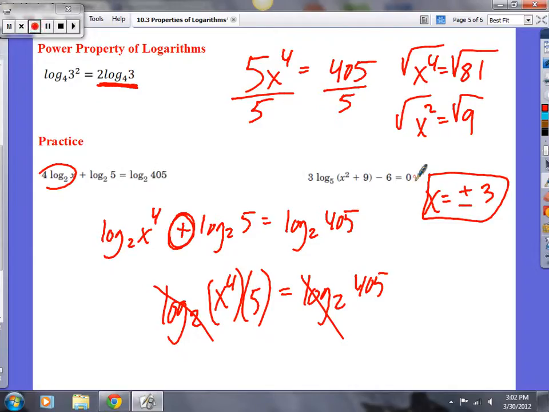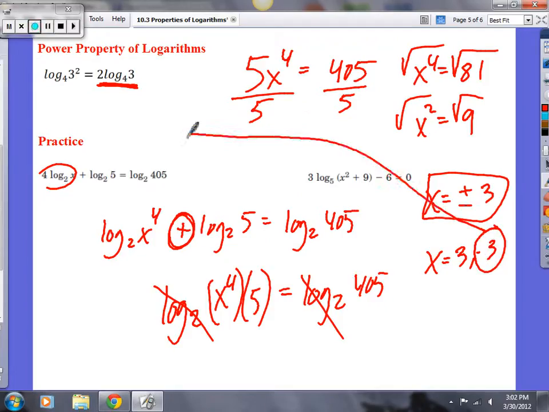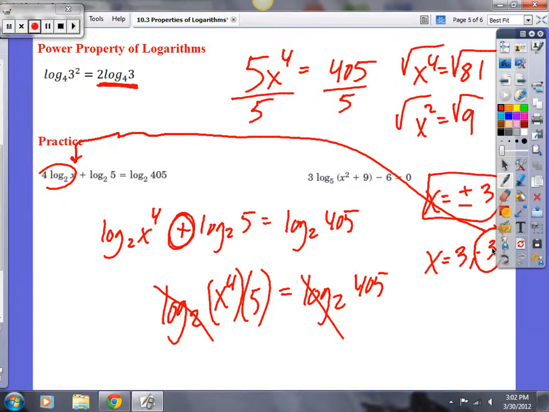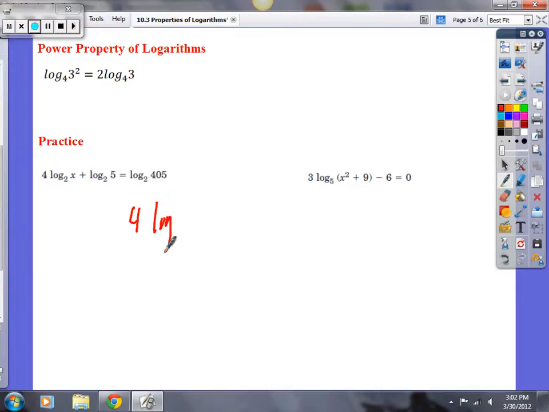And maybe we're going to be a little bit suspicious of the negative 3. So let's take that negative 3 and sub it back into the original problem and see if it's going to work for us. So I'm going to sub it right in here for x, and right off the bat I know it's a no solution, because you can never have 4 times the log in base 2 of a negative 3. This is a contradiction. You can't have the log of a negative number. That's the very first property that we learned. So the answer is just 3.